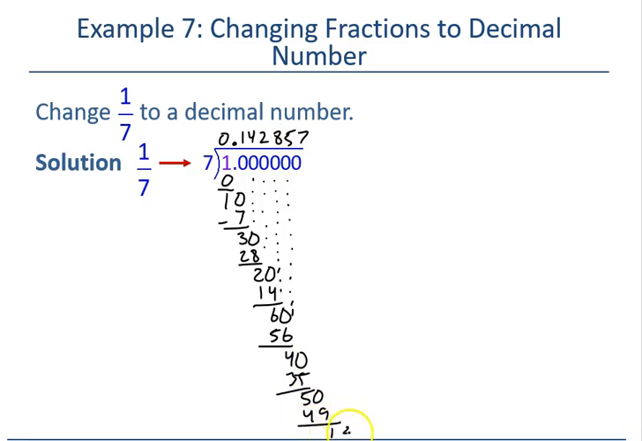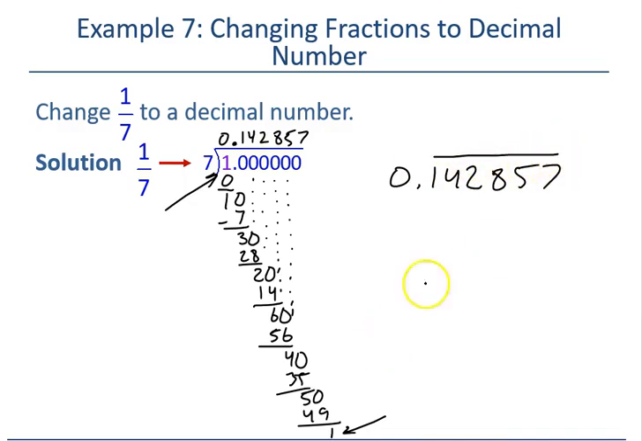Notice this 1. I almost lost room here, but notice that 1. Well, look what's going to happen. It matches. So what's going to happen here is this part right here is going to start repeating over and over again. So we could write this as 0.142857 and then put a line over it like that. And that just means that this sequence of numbers is going to be repeating forever. It'll keep going and going and going. It'll keep doing this process.